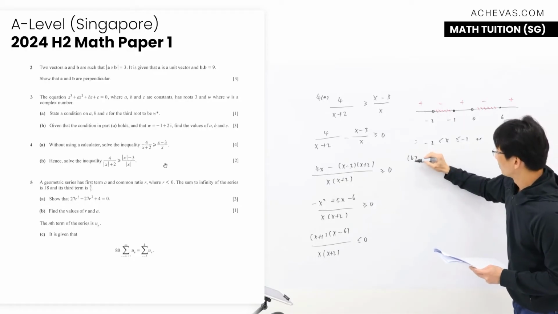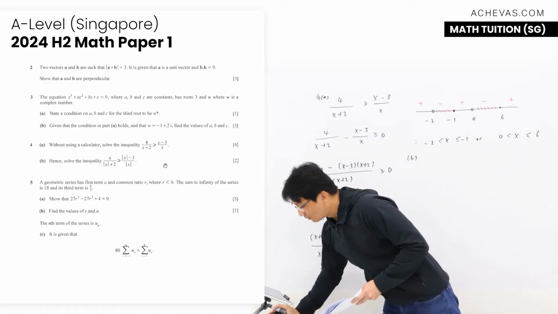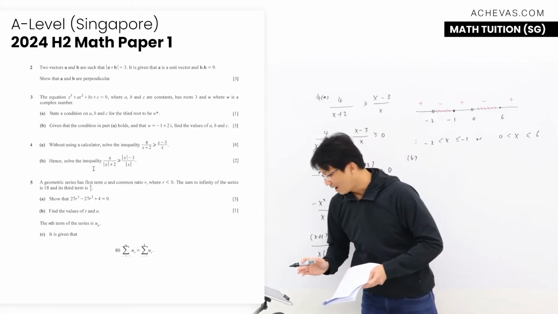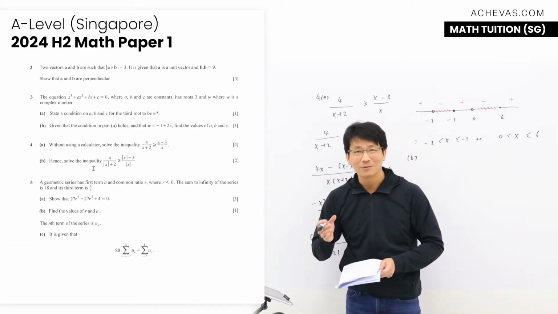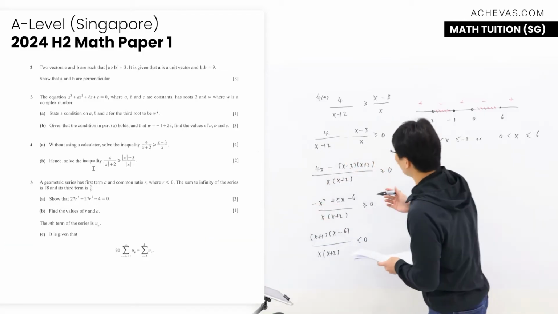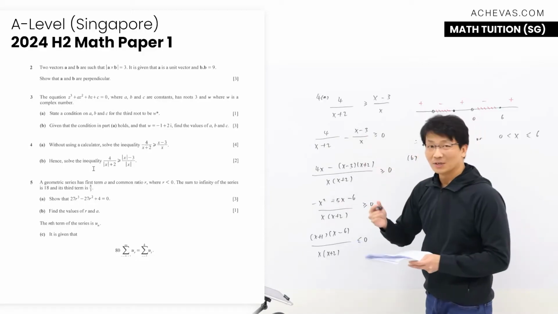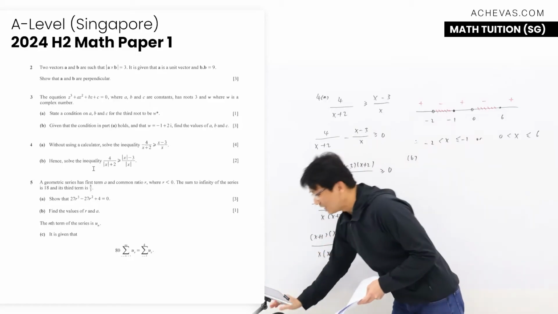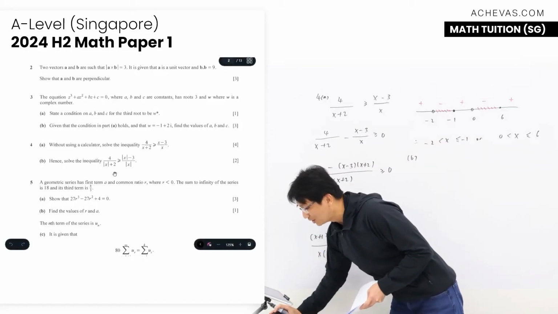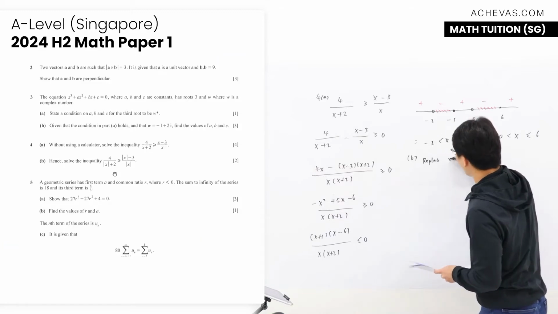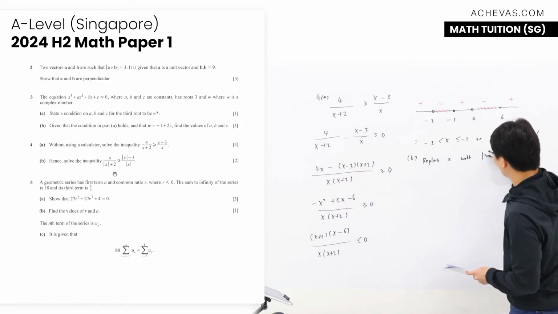Okay, let's look at part B now. For part B, the question says, hence solve the inequality of this. And by a bit of pure observation, we can see that actually we are just replacing our x from part A with modulus x to get the inequality in part B. I'll just say replace x with mod x.